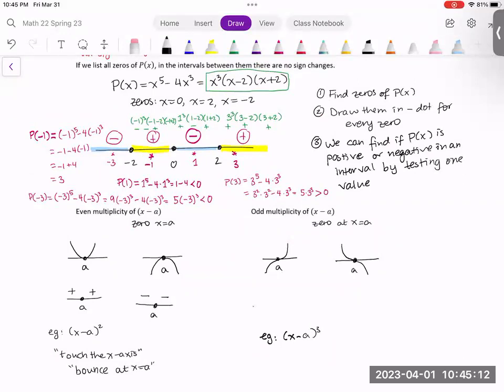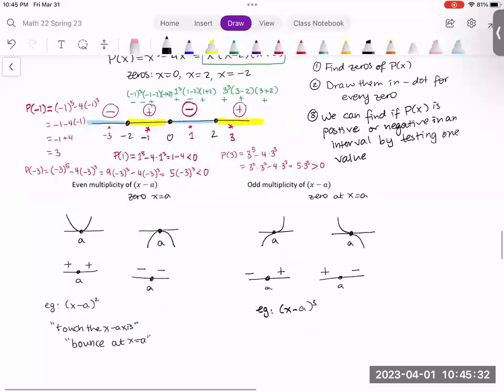In the sign charts, let's just draw out what this looks like. At a, we have a sign change. To the right, we were positive. To the left, we were negative. In the second example, at a, to the right, we were negative. To the left, we were positive. And so here, we're going to cross the x-axis.